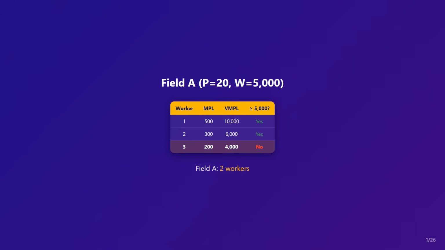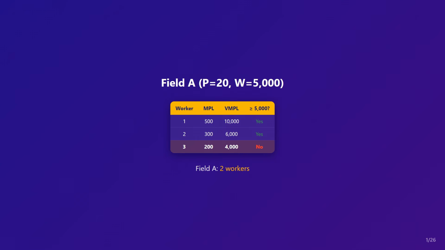In Field B. Worker 1, VMPL 2,000. Less than 5,000. No. In Field B, we do not hire any workers. No worker is worth the wage.